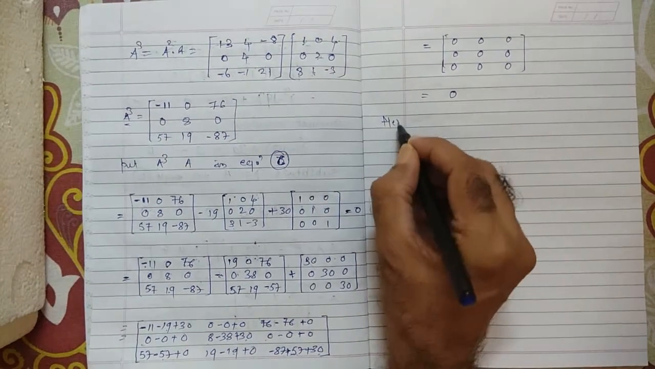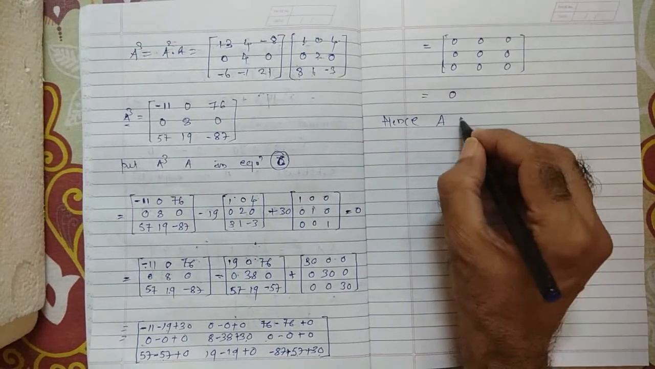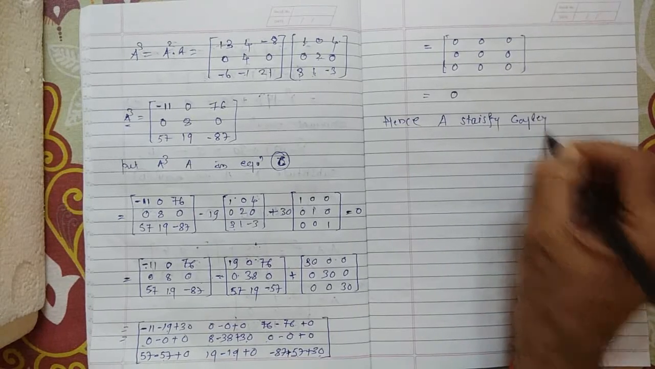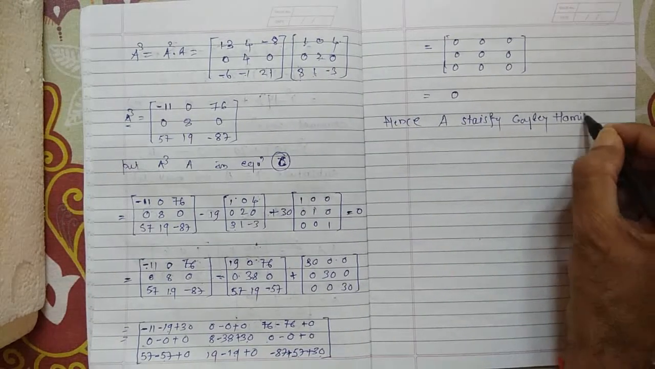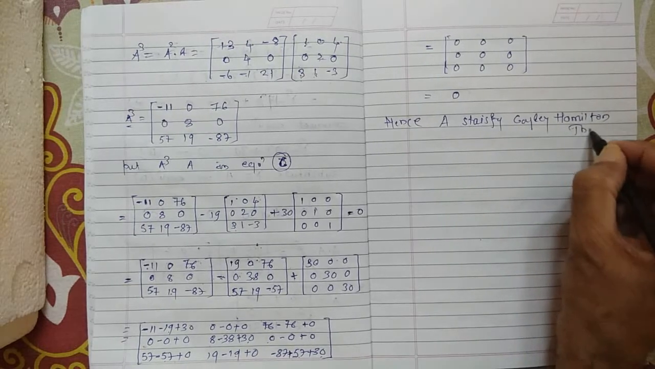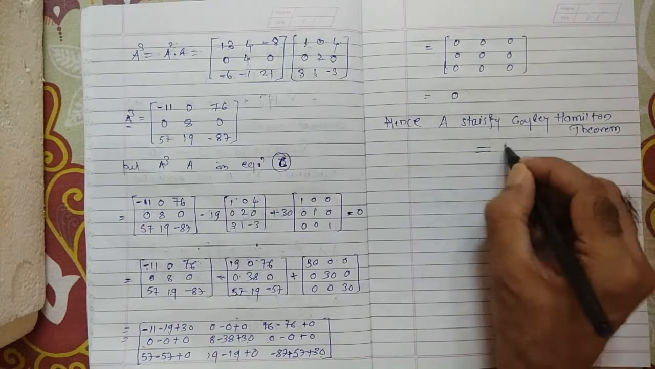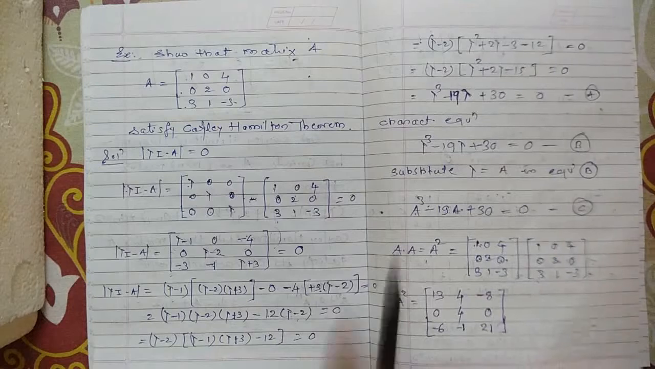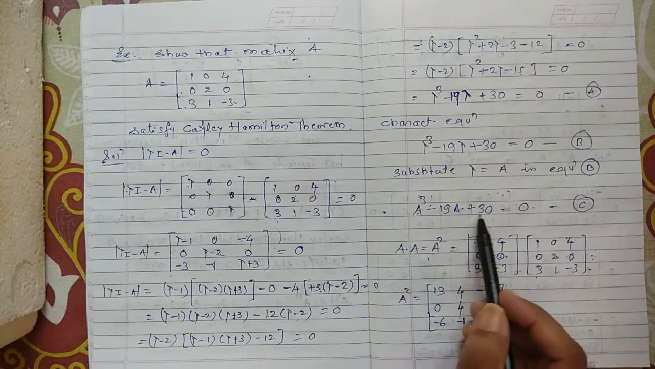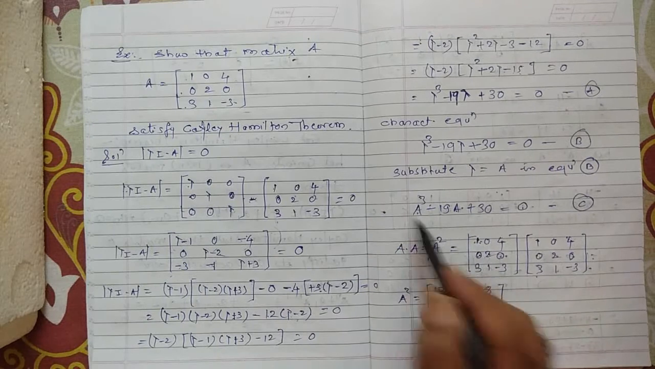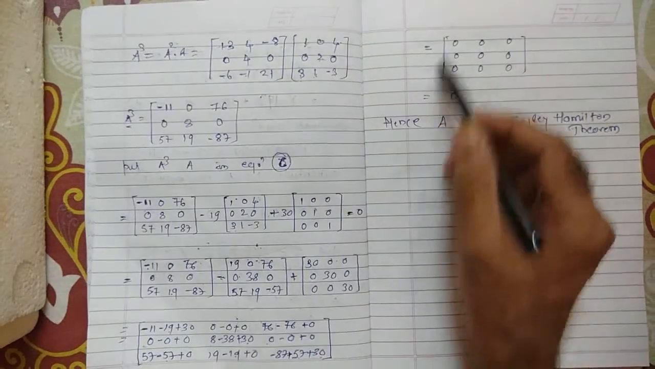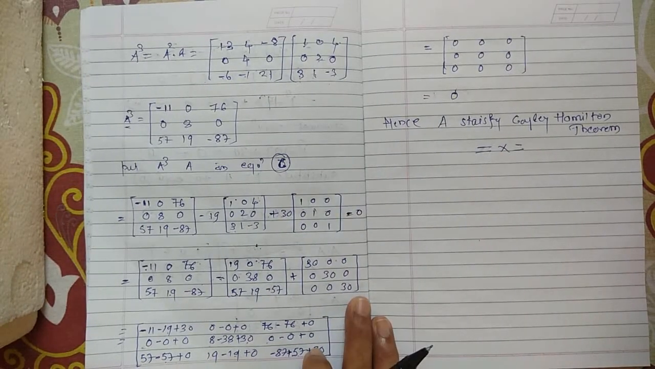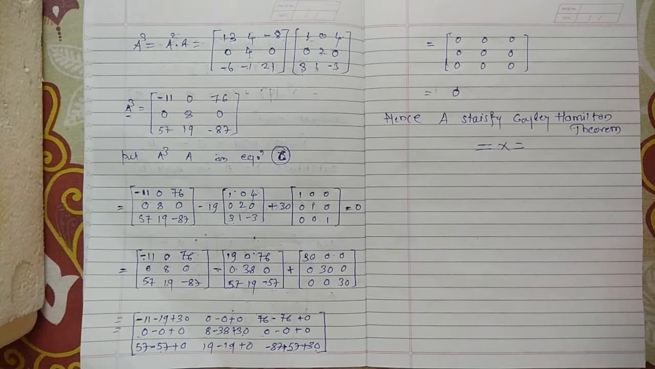Hence A satisfies the Cayley Hamilton theorem. It must be 0. So this characteristic equation, that is A cube minus 19A plus 30, must be equal to 0. Our answer must be 0, and it is coming 0. So we can say that our given matrix A satisfies the Cayley Hamilton theorem.